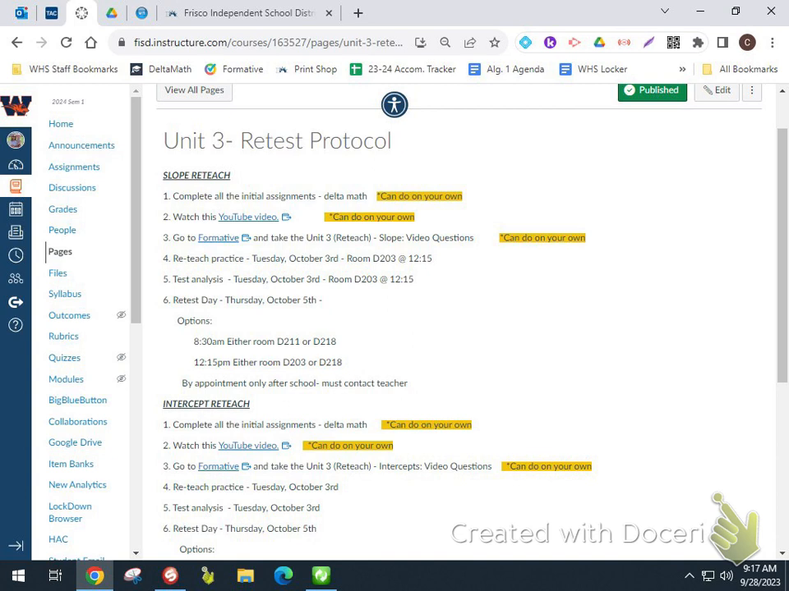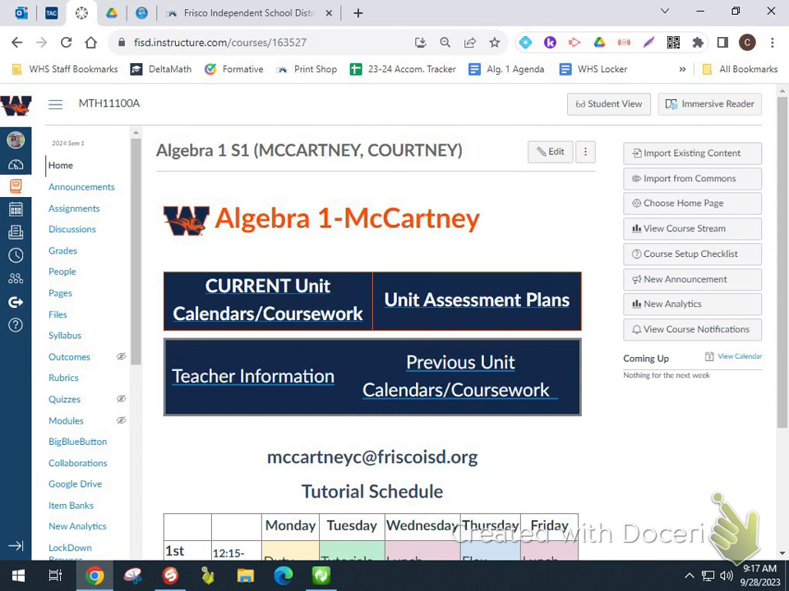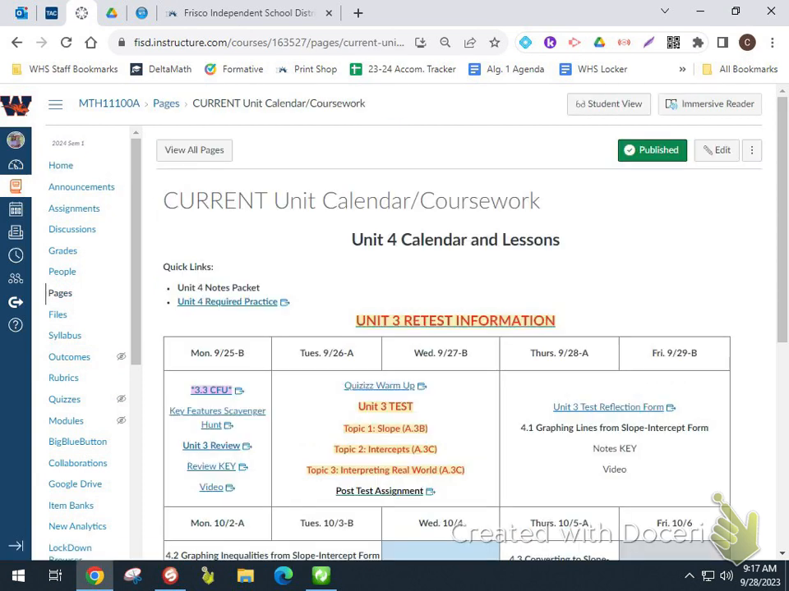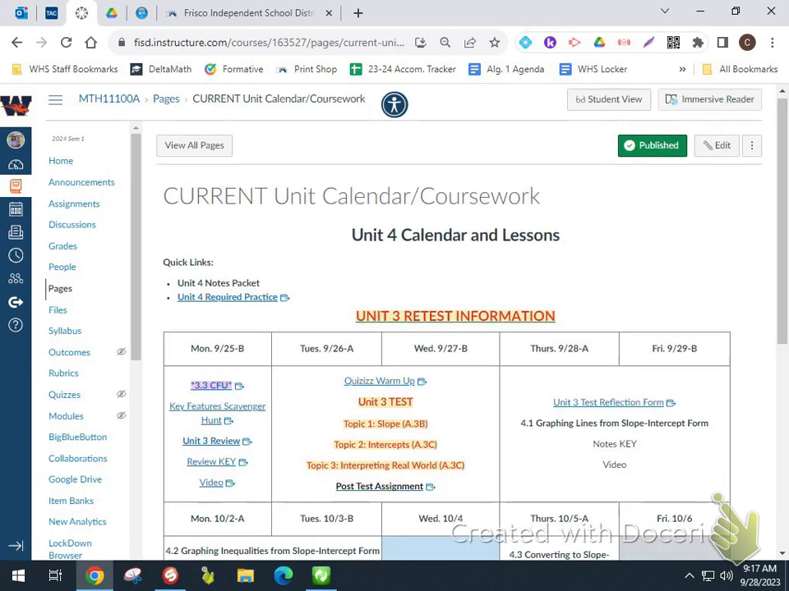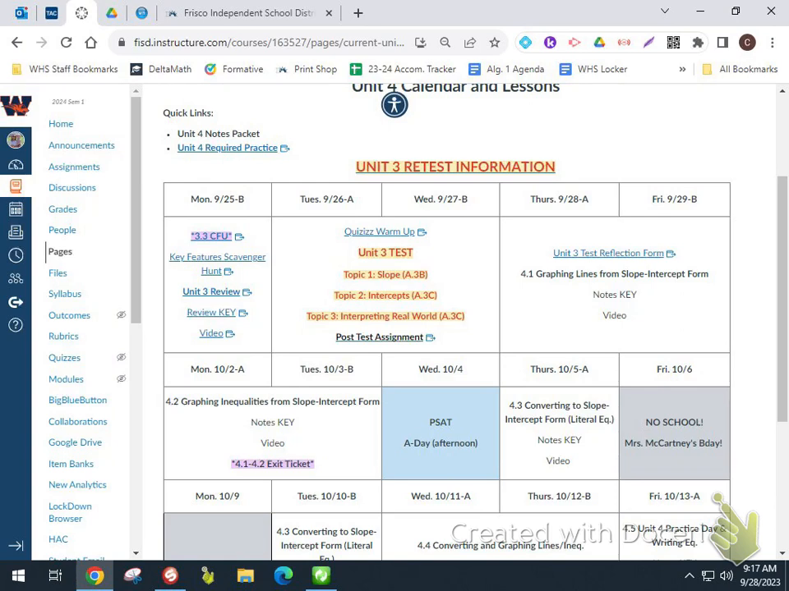If you don't know where to go or when it is, where do you go click? Unit 3 retest information, right at the top of Canvas on the calendar. Super big right there, okay? And I'll put in the dates on this calendar too.